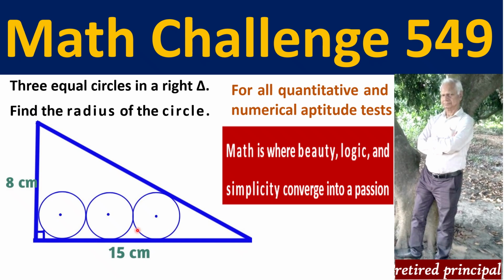The right angle triangle has legs of 8 centimeters and 15 centimeters. And we have to find the radius of the circle when three equal circles are aligned along the bottom of a right angle triangle. So let us find the radius of the circle. Math Challenge 549.